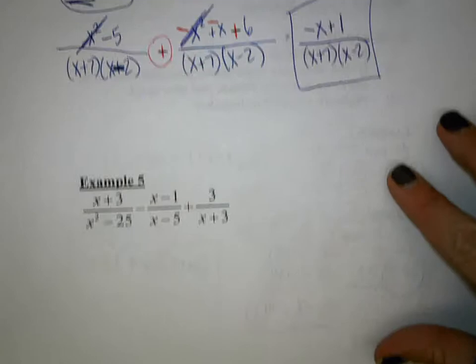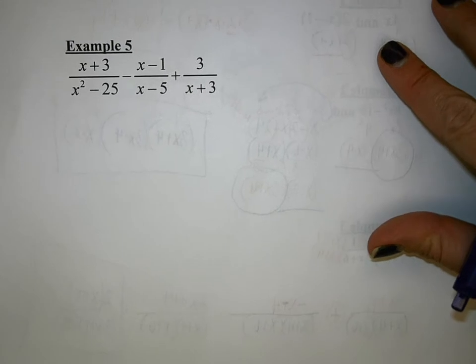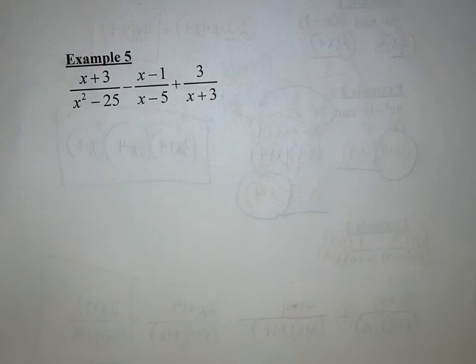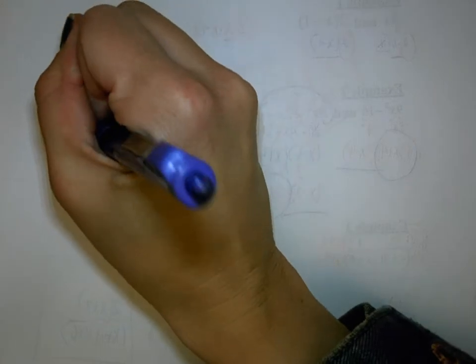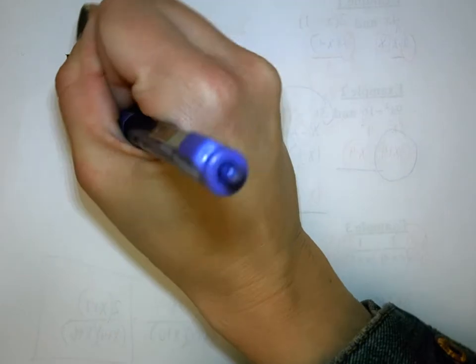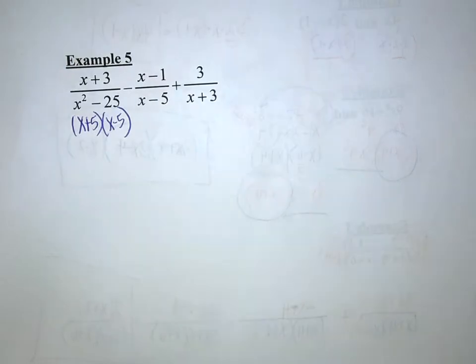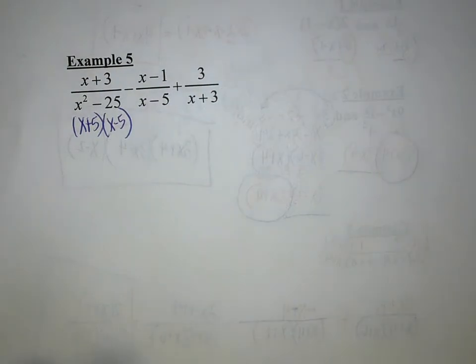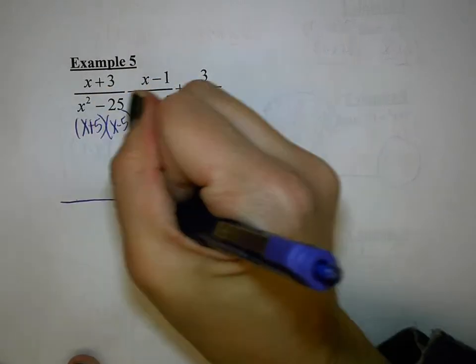All right, example 5. So the first thing you're going to do here is factor this, and x squared minus 25 factors to be what? x plus 5, x minus 5. Good. x plus 5 and x minus 5. So there are 3 fractions this time. Okay, so I'm going to write 3 fractions.